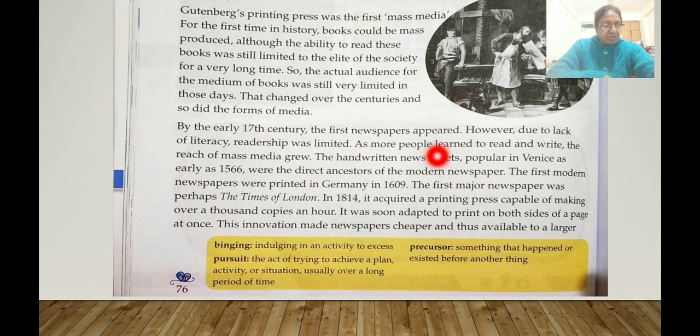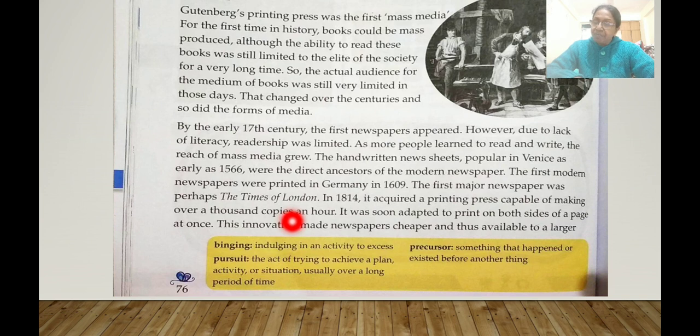Why was readership limited during the early 17th century? Because of lack of literacy during this period. There was lack of literacy and readership was therefore limited. So what is said to be the direct ancestors of the modern newspapers? The handwritten news sheets, popular in Venice as early as 1566. So this was where the direct ancestors of the modern newspaper. Where was the first modern newspaper printed and when? In Germany in 1609. So after this we have, name the first major newspaper ever printed, the Times of London.